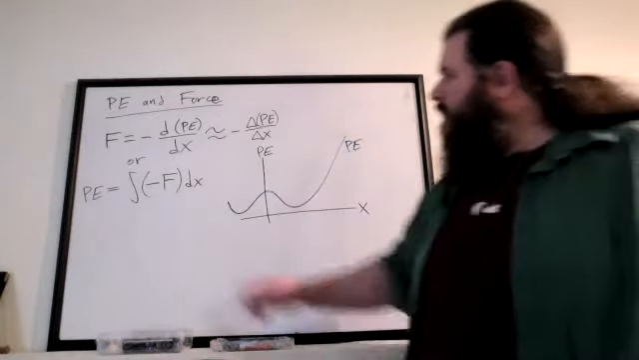What does that tell you about the force? If the force is opposite of the slope, and the slope is pretty close to 0, what does that suggest about the force? The magnitude is pretty small. Yeah, we've got a very small magnitude force, a very weak force.